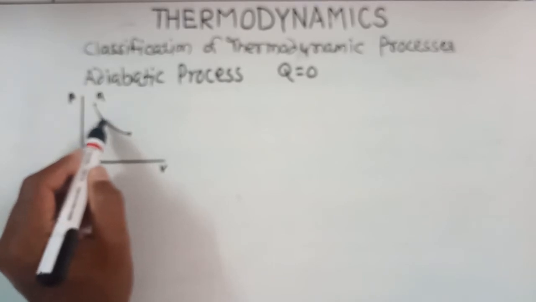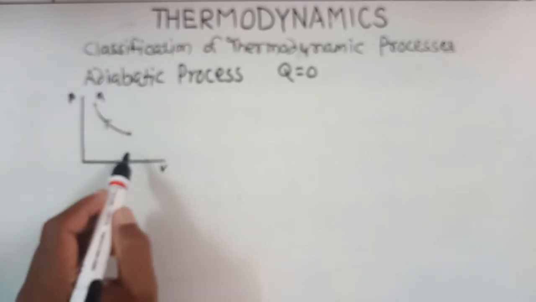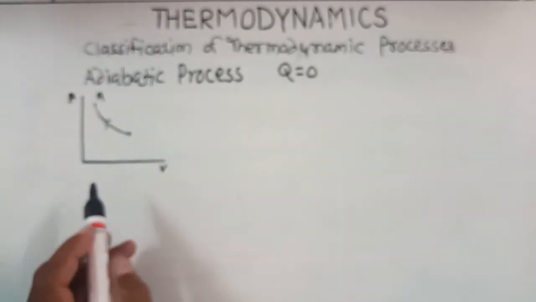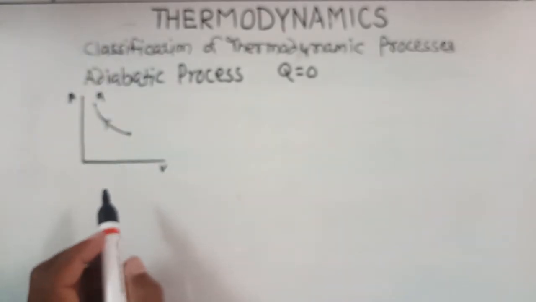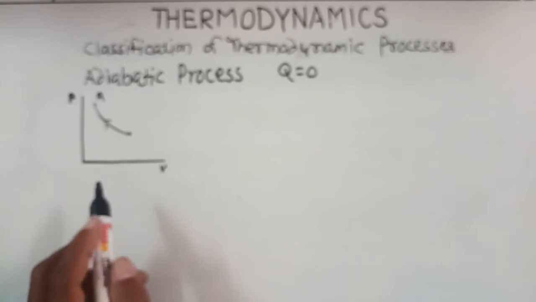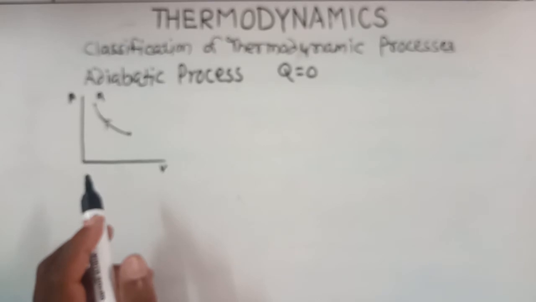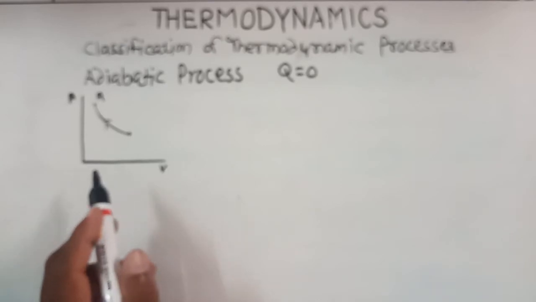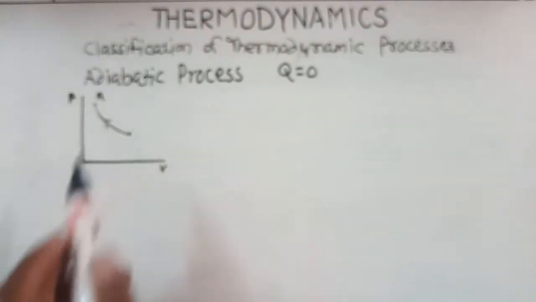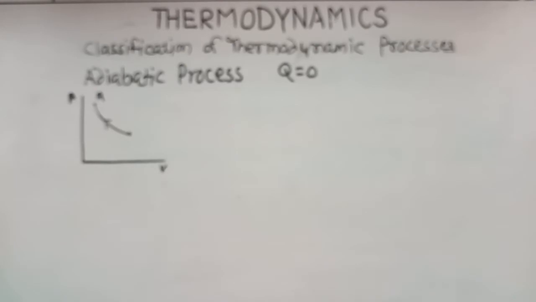And suppose we go in this way, that there is compression of gas, the volume is now decreased, then the work is done on the system, and when work is done on the system, there is an increase in the internal energy of the system. So these changes are made in this adiabatic process.